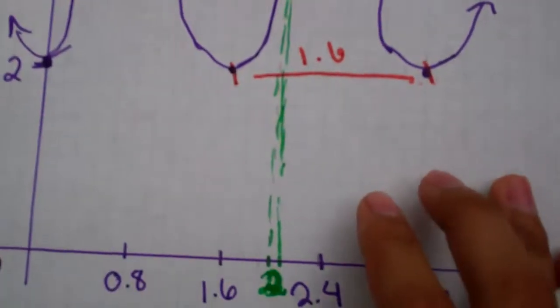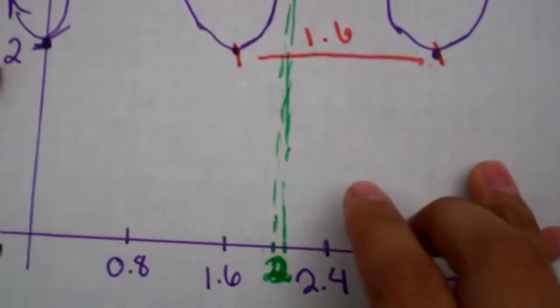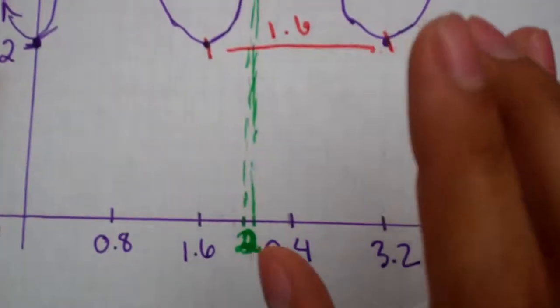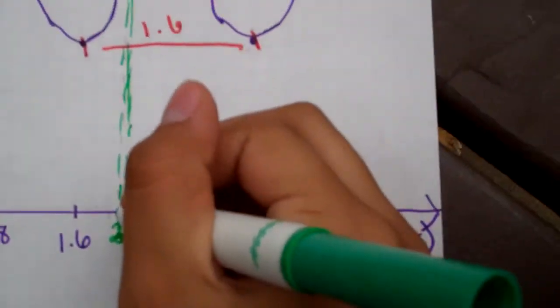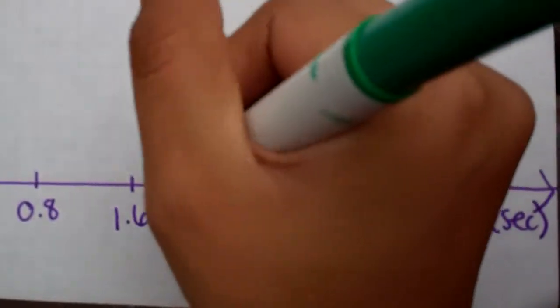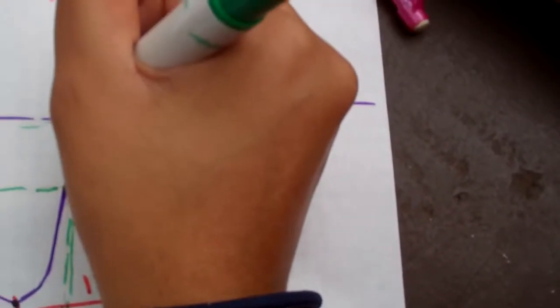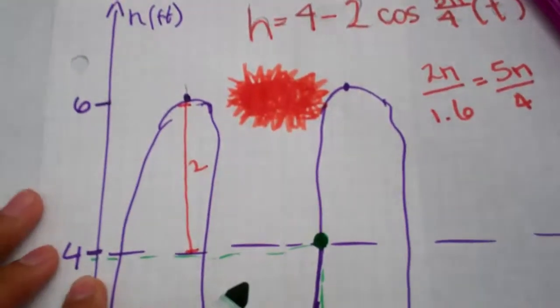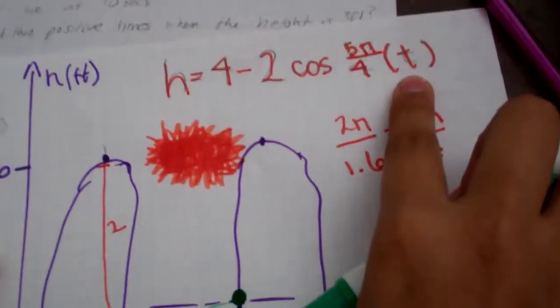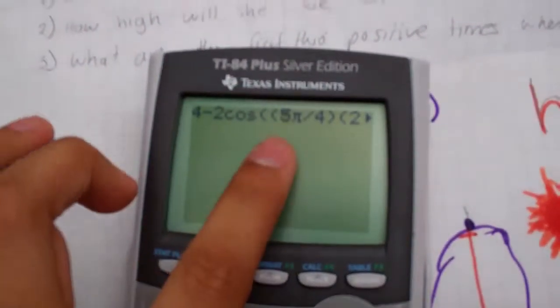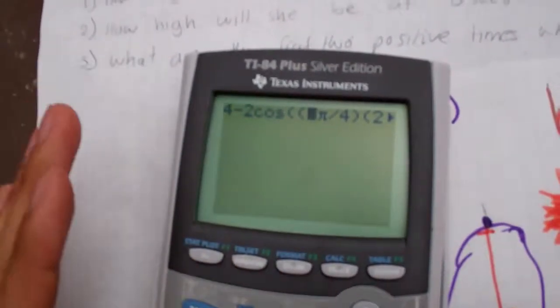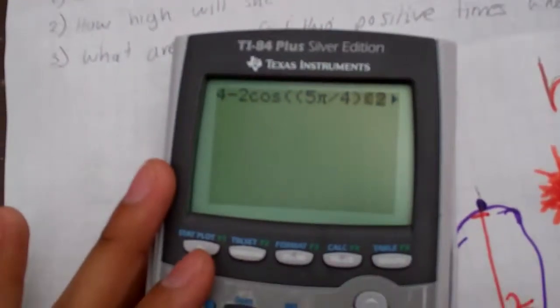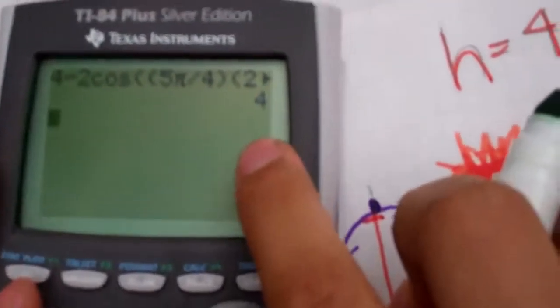So students, our first question is, how high was I, Kathy Lara, at 2 seconds? So in our graph, 2 seconds will be right around here. And as we go up and to the side, we end up at 4. To check if that's right, we plug 2 into our equation. Just plug it in your graph: 4 minus 2 cosine. Make sure you have the parentheses right. And then you just press enter. You get 4. Astonishing.